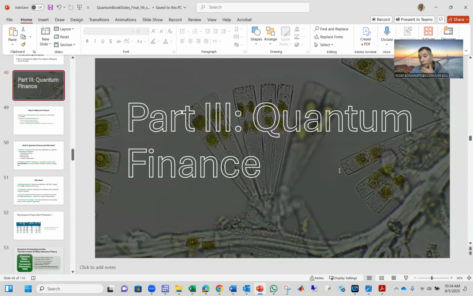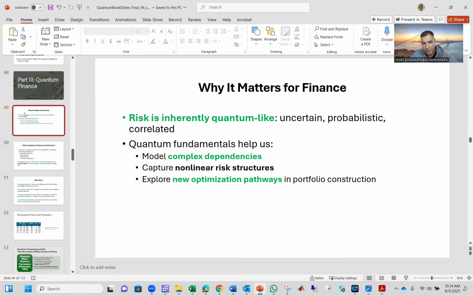Students, this is the second lecture about quantum, but this time it's about quantum finance. We are fintech students, we're finance students. I hope for fintech because, come on, we've become technology now. So quantum finance. Why does it matter for finance?